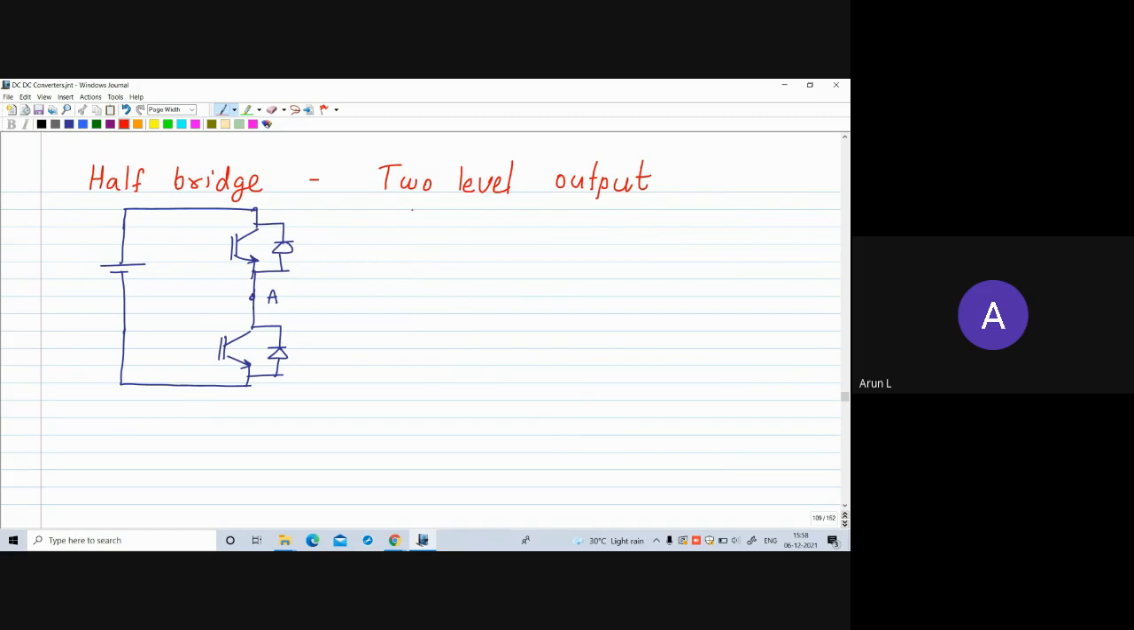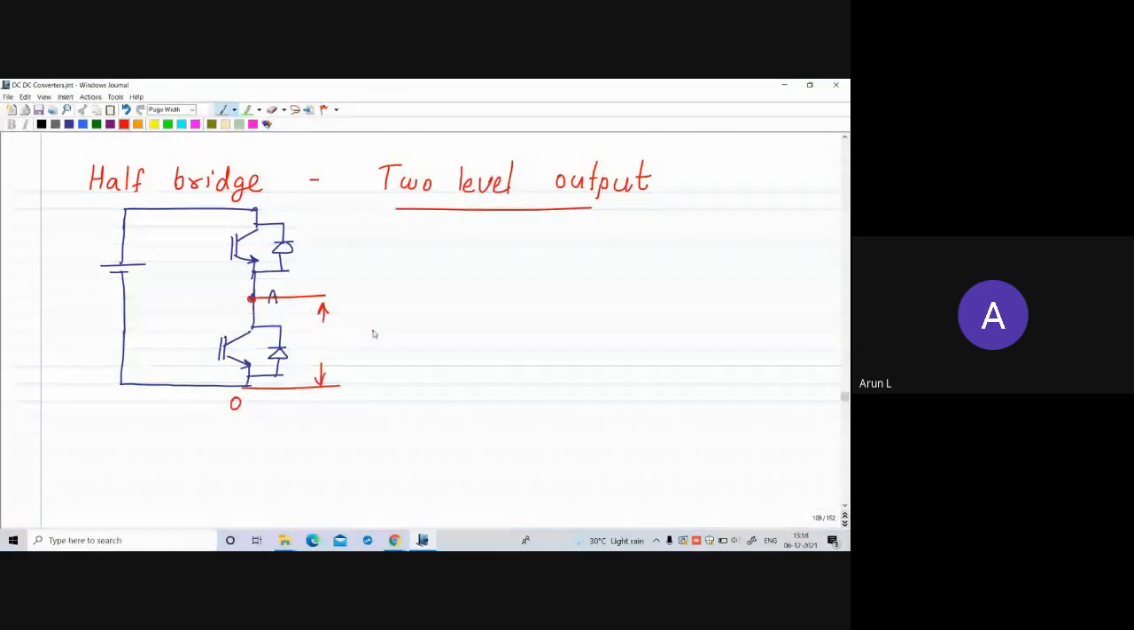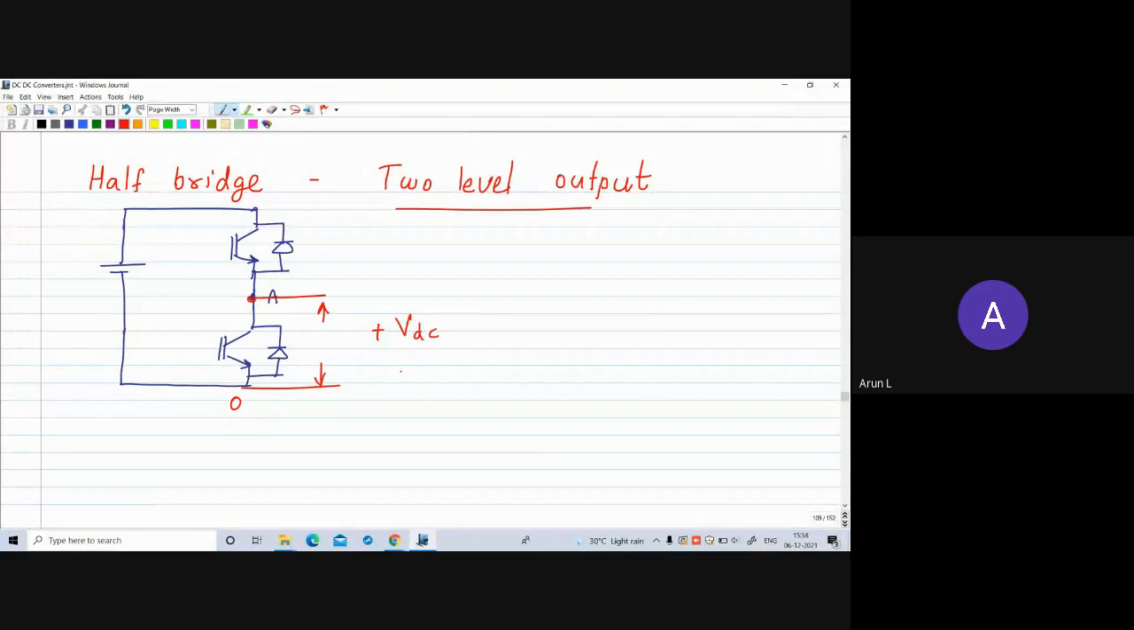So we'll start with a half bridge circuit. In a half bridge circuit, as I have already mentioned, the output voltage VAO can take two values. It can either be plus VDC or it can be zero. So we have only a two level output: VDC or zero.